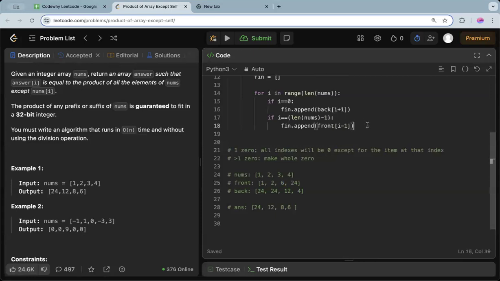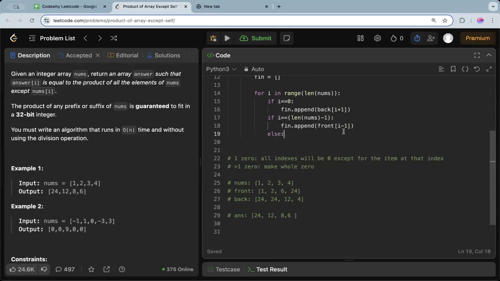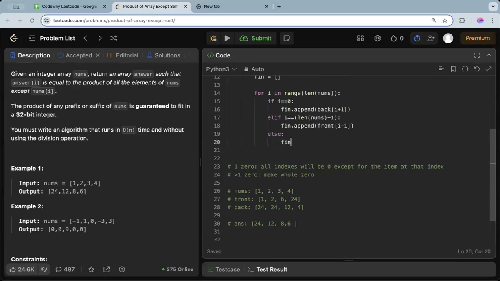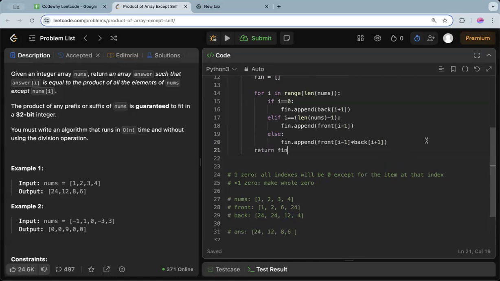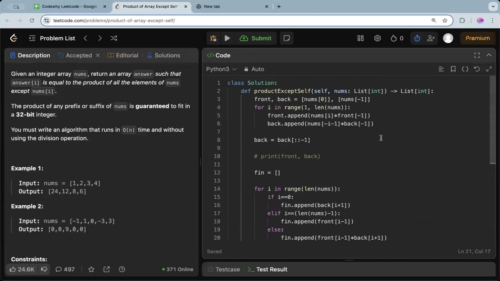So that is that. And the last one, if it's not either one of them, then we need to do fin.append. This will be the common case where we are looking at the front, whatever came before it, multiplied by back, whatever comes after it. Whatever came before multiplied by whatever came after, and that's how you get the final value of 12, for instance. And with that, we can return fin, and let's run.